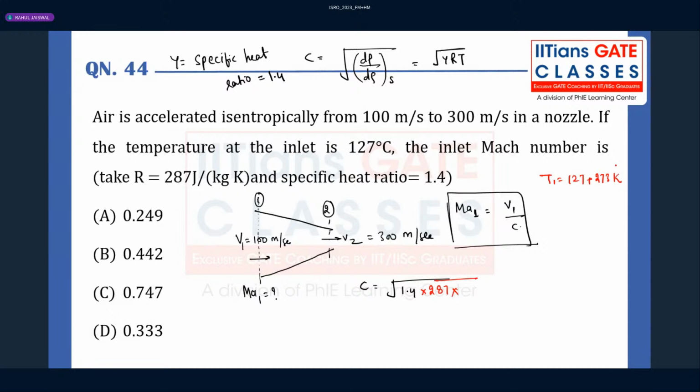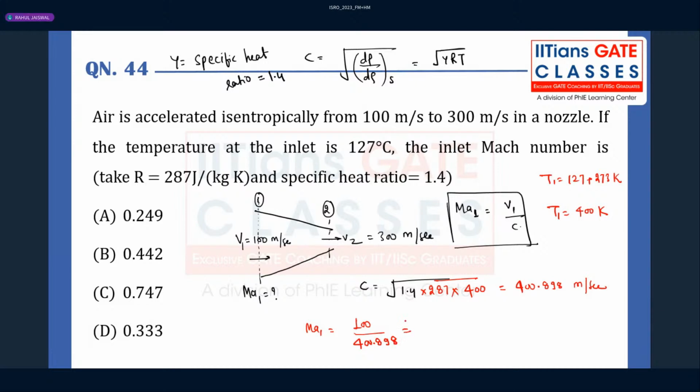So when you calculate 127 plus 273, you will be getting 400 Kelvin. Now when you calculate 1.4 into 287 into 400, and take the under root of that, you will be getting 400.898 meter per second. Then what is the Mach number at the inlet section? Mach number at the inlet section will be V1, what is the value of V1? 100 meter per second. And what is the value of c? That is 400.898.